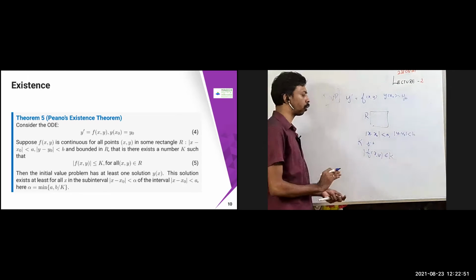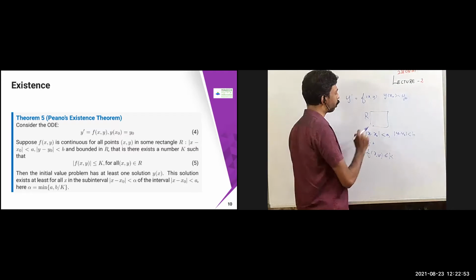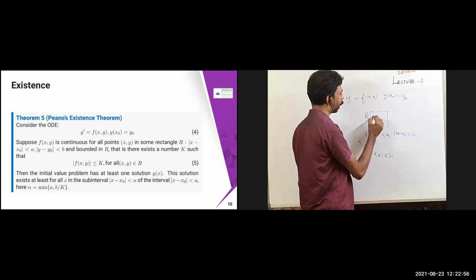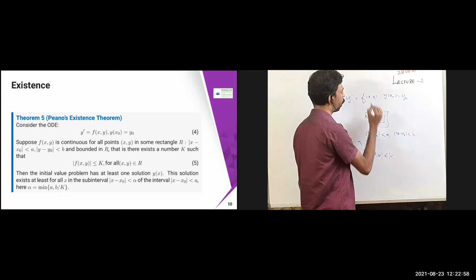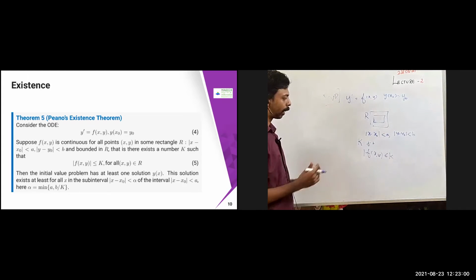It is saying at least one solution. And this solution exists, where it is going to exist is that it is going to be either in a subrectangle or in the entire rectangle. It's going to be in a subrectangle. Okay, so in this rectangle, it is going to be there.